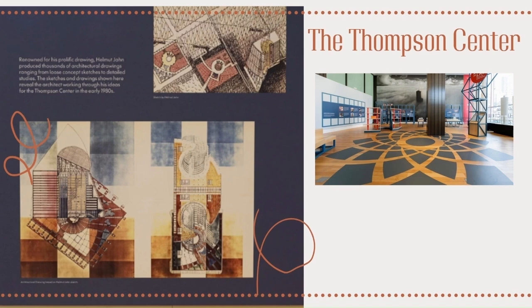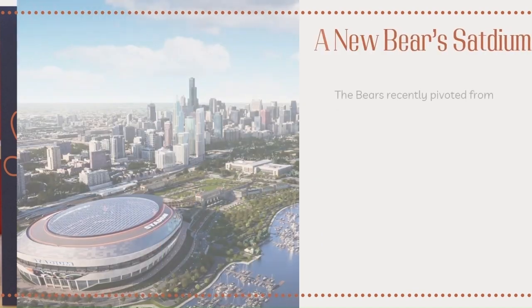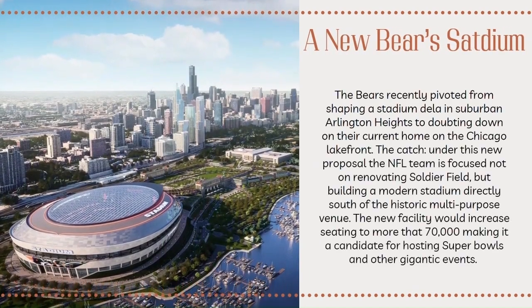Inspired by the Thompson Center is a super graphic floor pattern inspired by civic gathering spaces near and far, bringing the floors together in a radial configuration, inviting visitors to explore and crisscross the gallery in any sequence. Also included is a downtown project under review.